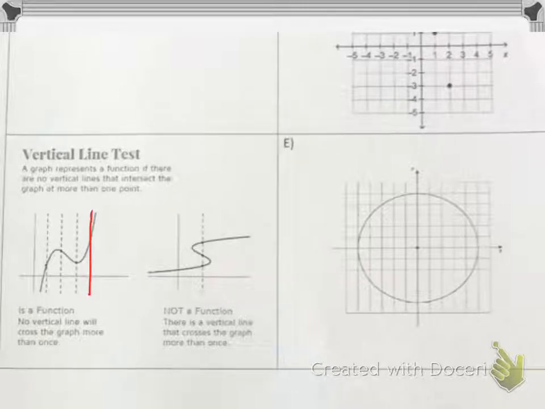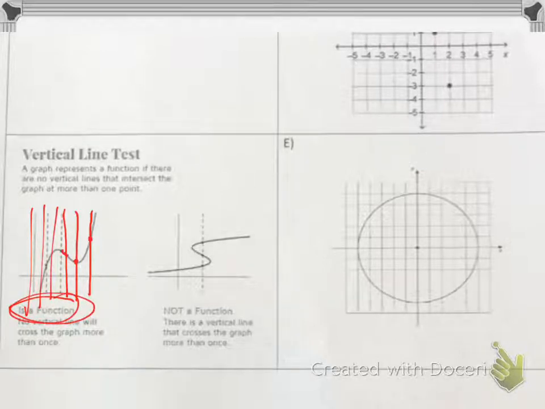So if I draw a line here, it only touches my graph once. If I draw a vertical line here, it only touches my graph once. If I draw a vertical line here, it only touches my graph once. Actually, every time I draw a vertical line through my function, it's only going to touch once. When that happens, it is a function. But on the other hand, when you draw a vertical line through and it touches your graph more than one time, like in this case 3 times right there, that will determine that it is not a function.